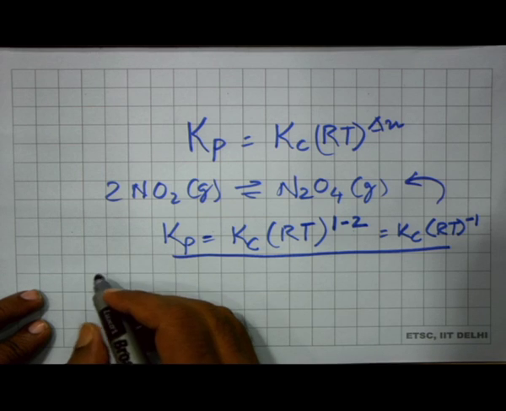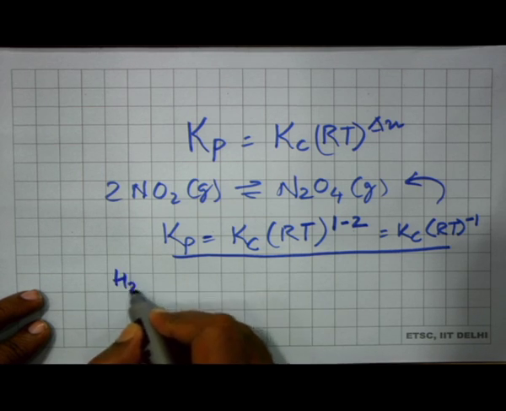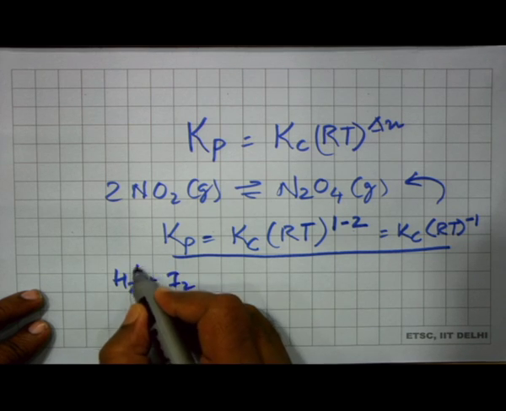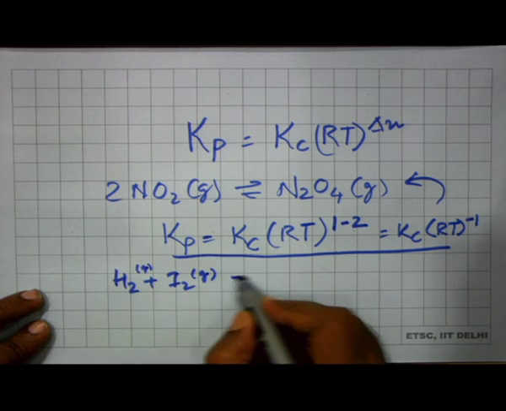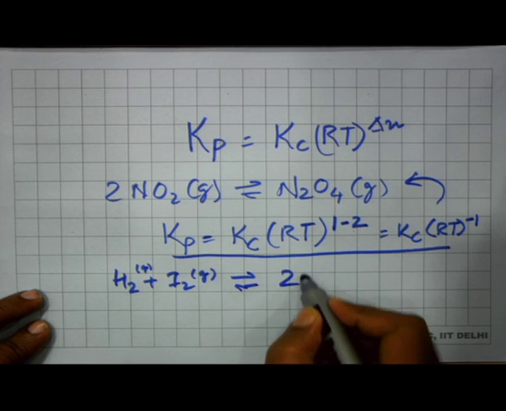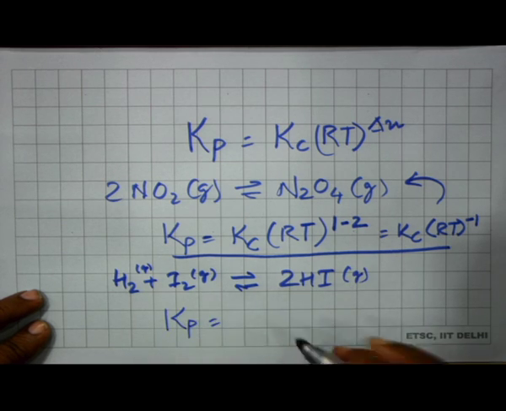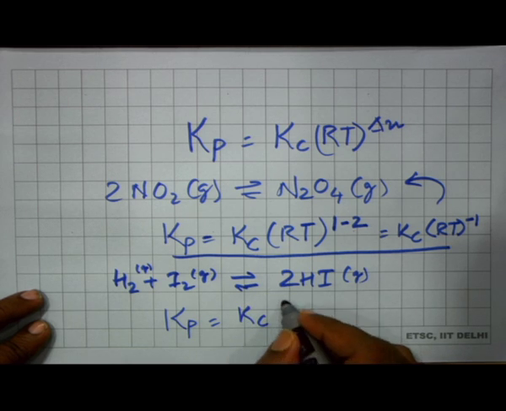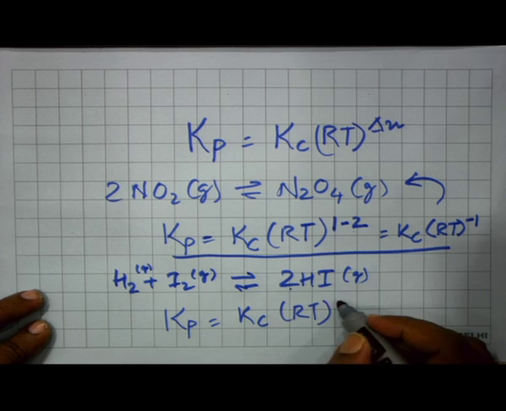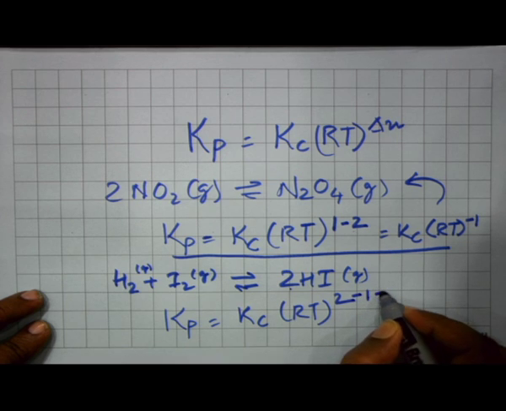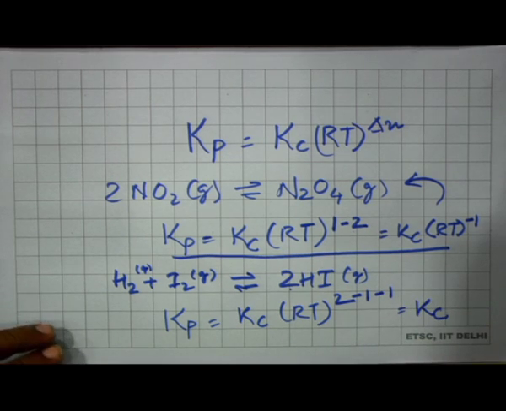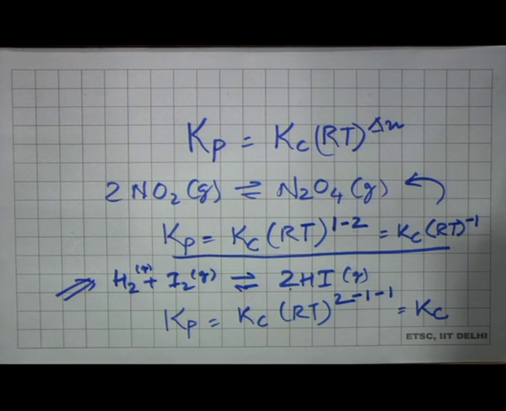Now, suppose we take another reaction, H2 plus I2, where again gas is formed, giving you 2HI gas. Now, in this case Kp is equal to Kc RT power delta n. You see product is 2 minus 1 minus 1. That means delta n is simply 0. So, RT power 0 is simply 1. So, for this reaction H2 plus I2 going to 2HI gas, your Kp is basically equal to Kc.